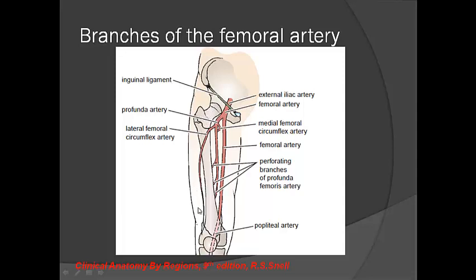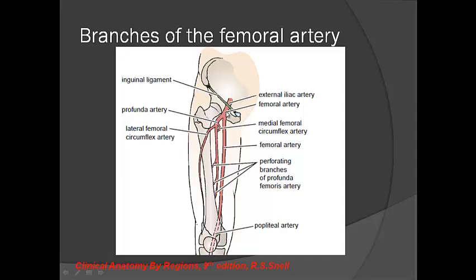Some of them are going to pass down to give supply to the knee. And some of them, which are called the perforating branches, actually pass to supply the posterior compartment of the thigh. So this is the profunda femoris artery here. It's giving off multiple branches to various places. We'll talk about that in more detail when we take the blood supply of the lower limb. And it also gives off perforating branches that pass to the posterior compartment of the thigh.